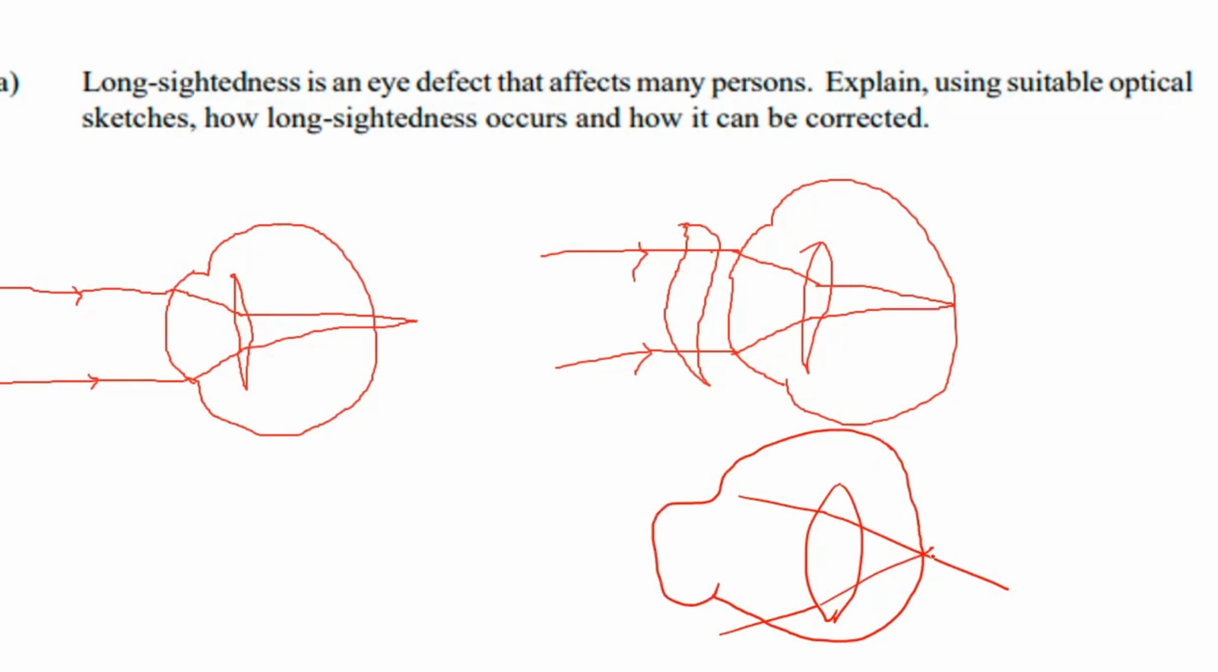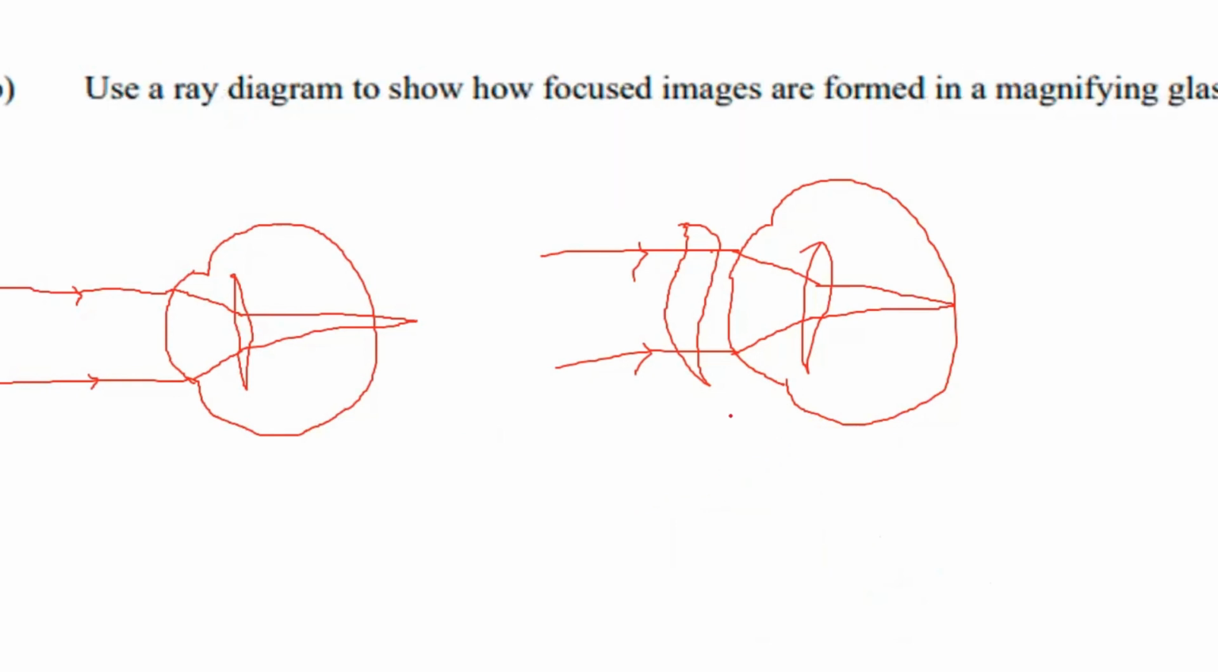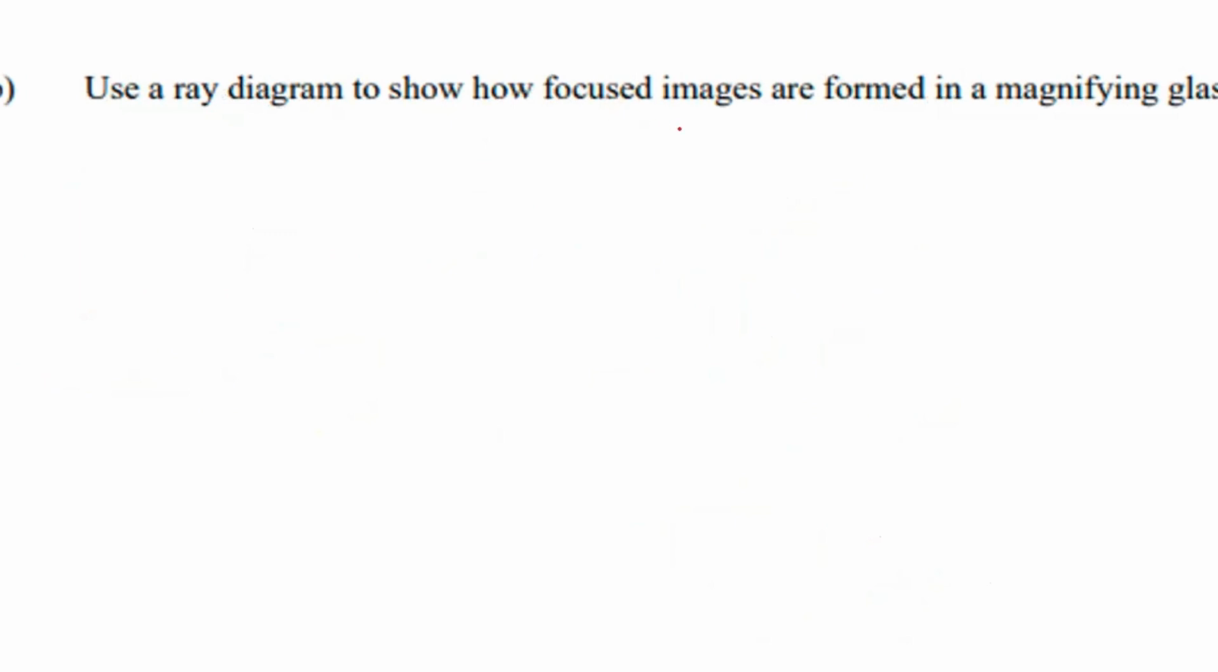Right. So just make sure that you make an effort, and this is for everyone, that they're literally seeing a level of converging in the light rays. But I get the whole picture. All right. Good. So it says now use a ray diagram to show how focused images are formed in a magnifying glass. Anybody think we know the answer to this?